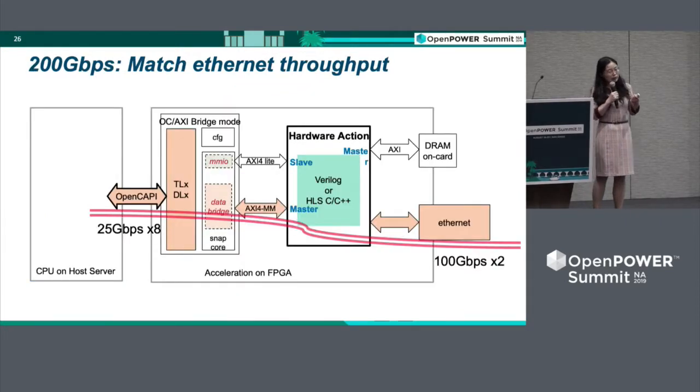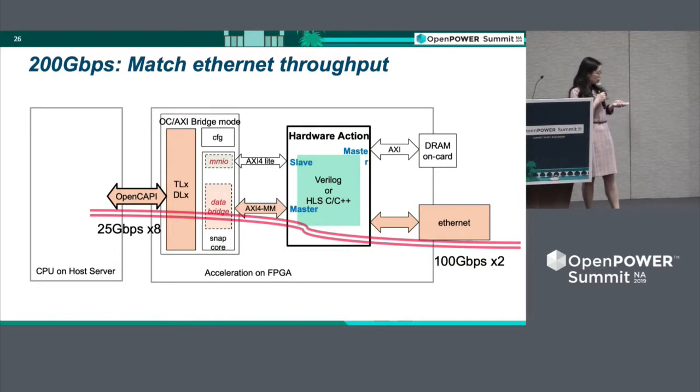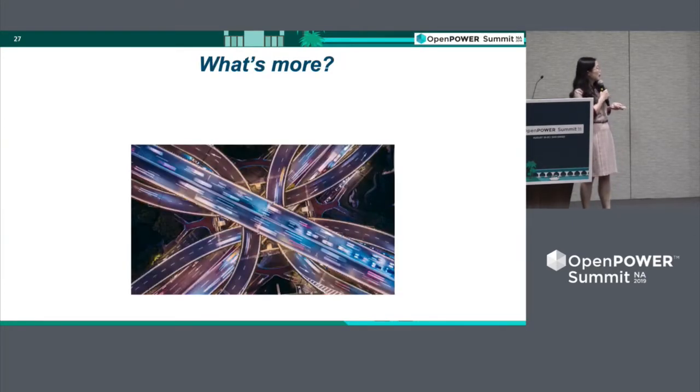So the fifth example is about the Ethernet acceleration. Because today we have a matched bandwidth. So for the Ethernet, if you use 1 Gbps Ethernet IP, it is exactly identical to the OpenCAPI bandwidth.